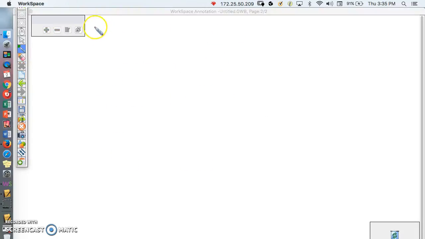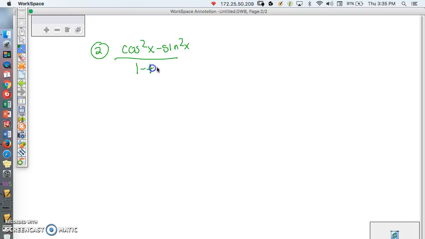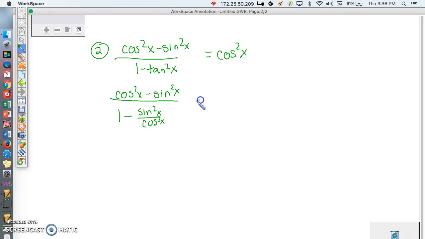Alright, another one we're going to look at. Let's say we have cosine squared of x minus sine squared of x over 1 minus the tangent squared of x, and we need to prove that that's equal to the cosine squared of x. So first thing, I see a lot of sines and cosines, so let's rewrite here. Cosine squared of x minus sine squared of x over 1 minus sine squared of x over cosine squared of x equals the cosine squared of x.